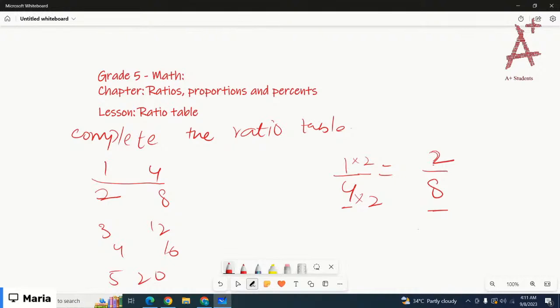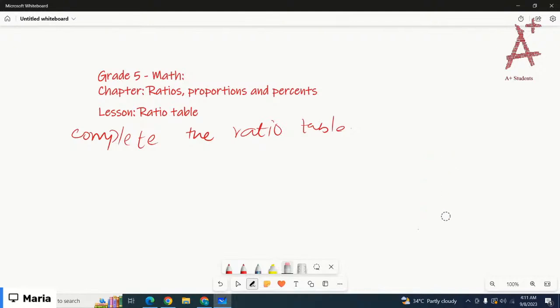So the missing number is 2. Okay, the other example is complete the ratio table. The values in the table are 3, 6, 9, 12, and 15, and the other values are 4, 8, 12, 16, and the missing value. So which is the correct answer? How do you complete the table?